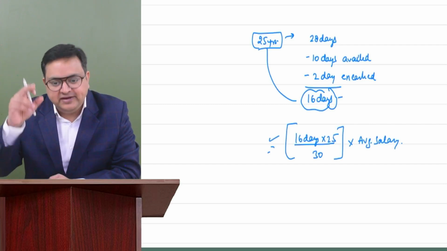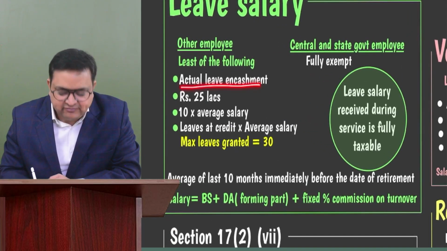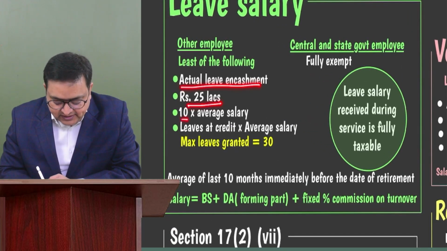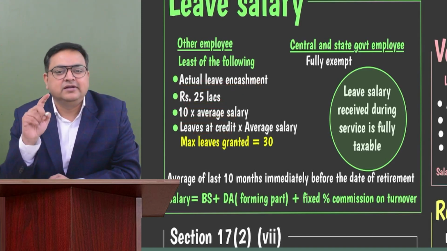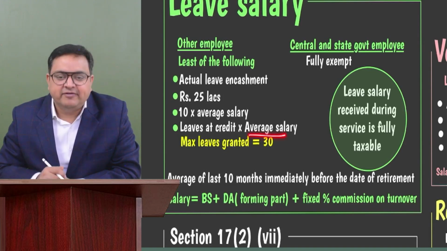So whatever is the least of the following, you have to take that: actual leave salary, 25 lakh, 10 into average salary, and leaves at the credit in months. In months, please divide by 30. You will get leaves in months into average salary.